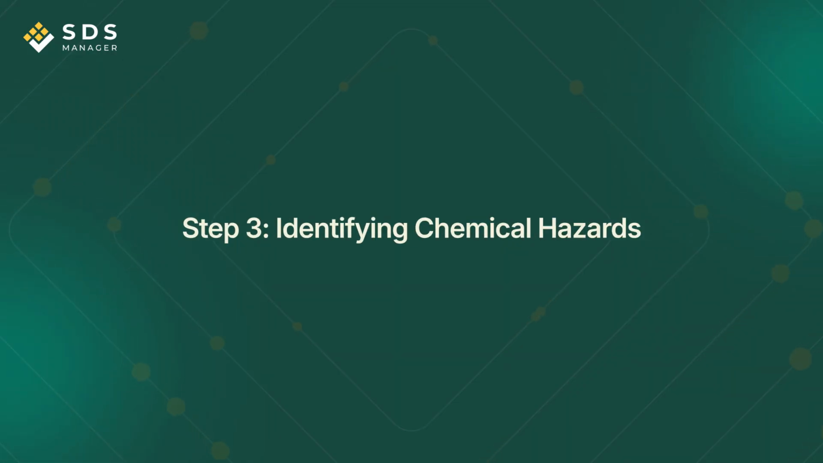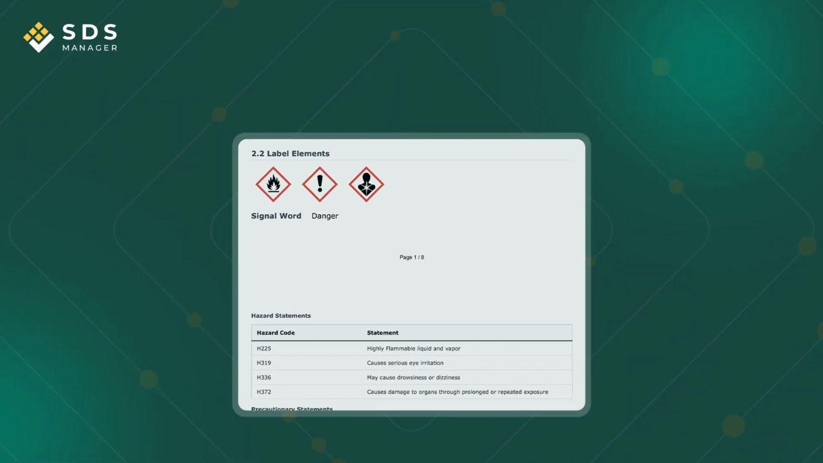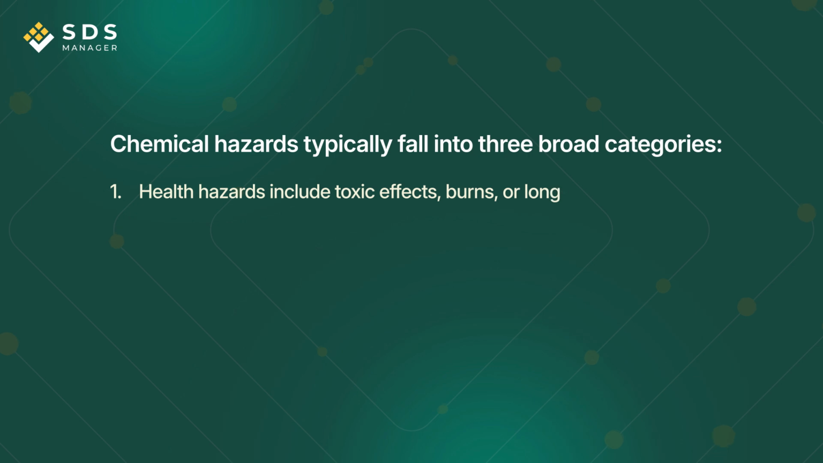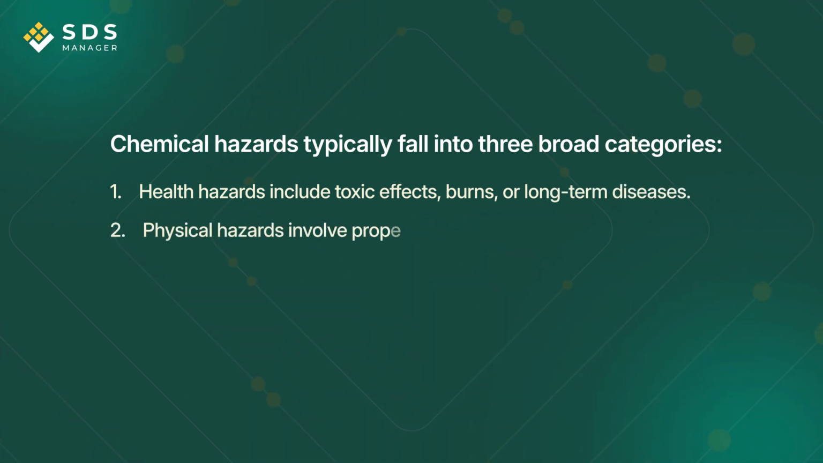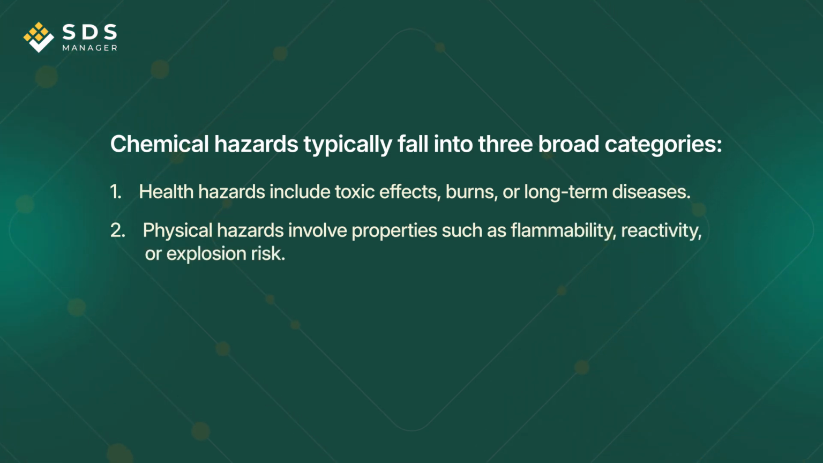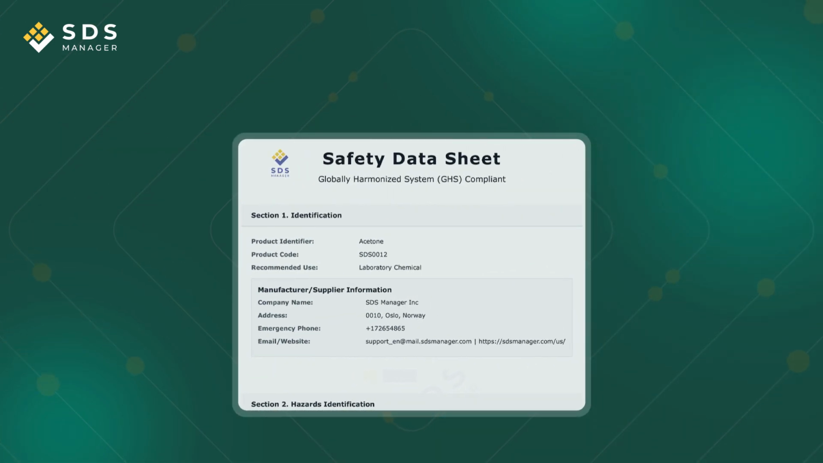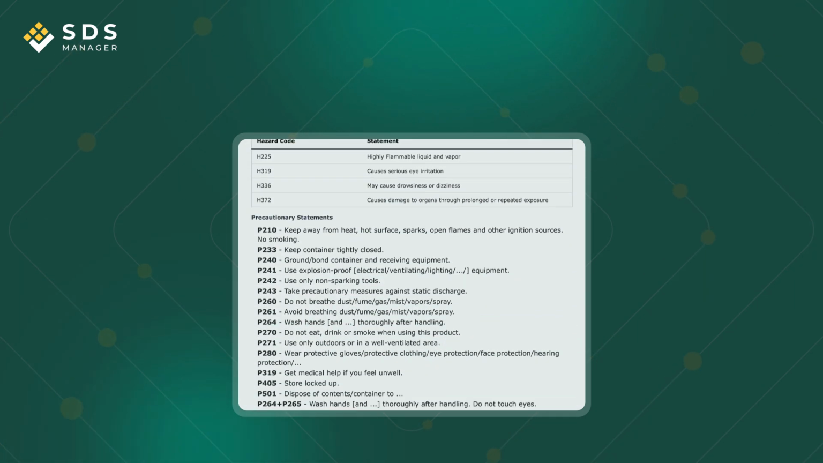Step 3. Identifying chemical hazards. At this stage, the goal is to identify all hazards associated with each step of the task. Chemical hazards typically fall into 3 broad categories. Number 1. Health hazards include toxic effects, burns, or long-term diseases. Number 2. Physical hazards involve properties such as flammability, reactivity, or explosion risk. Number 3. Environmental hazards relate to contamination of air, soil, or water. The most valuable resource for this step is the Safety Data Sheet, or SDS.